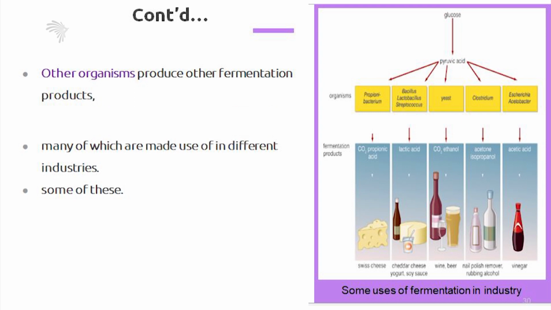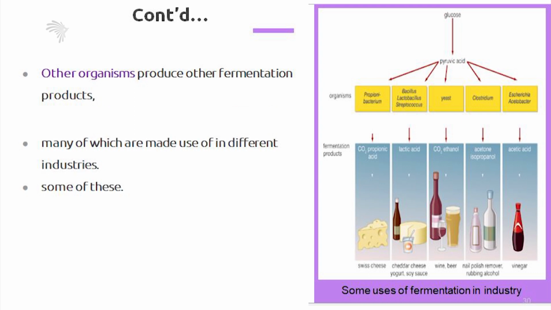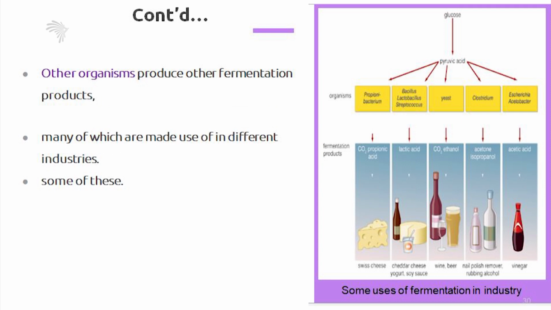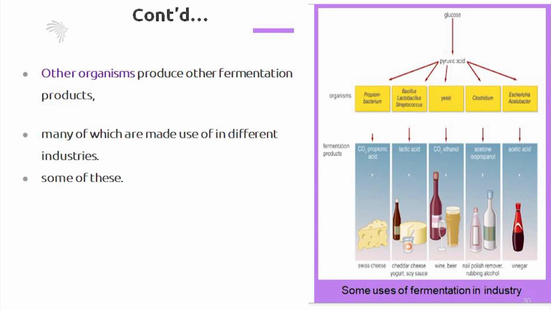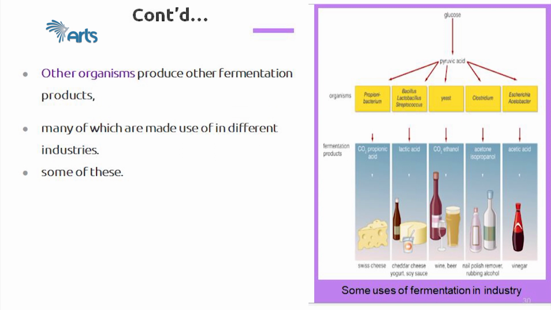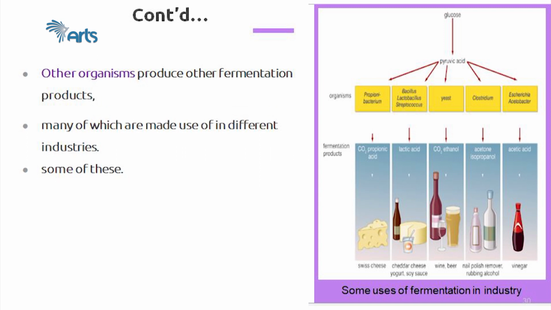The pyruvic acid enters a different fermentation process. So here, propionic bacterium is going to produce Swiss cheese. You also have the wine industry, cheese and others, where different products are produced by different fermentation processes. As you can see in this slide, there are many ways: the beer and wine, the cheese, the vinegars, and cheese of different types are produced by different fermentation mechanisms using different kinds of organisms. Mostly bacteria are involved in this fermentation process. They follow their own fermentation process, and most of them are involved in industries, producing useful products for the whole of human life.